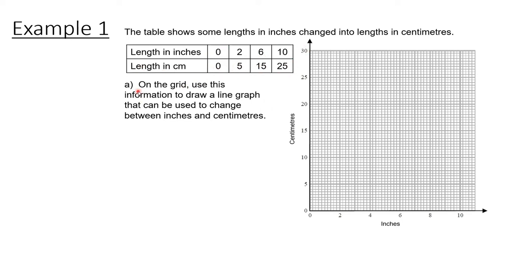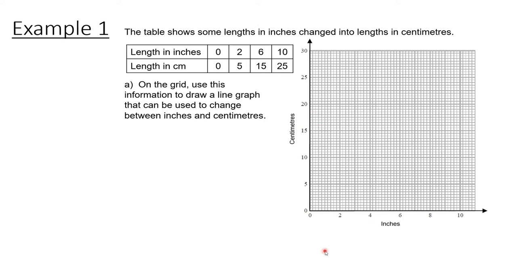And question A says, on the grid, use this information to draw a line graph that can be used to change between inches and centimeters. So what we're going to do is learn how to plot these onto our graph. Now, when you're drawing this into your books, please make sure that you're leaving 2 squares between your numbers. It just makes it a little bit easier to then plot your graph and understand what it's showing you rather than trying to cram it in so small. So when you're drawing this, remember to leave 2 squares between each number.